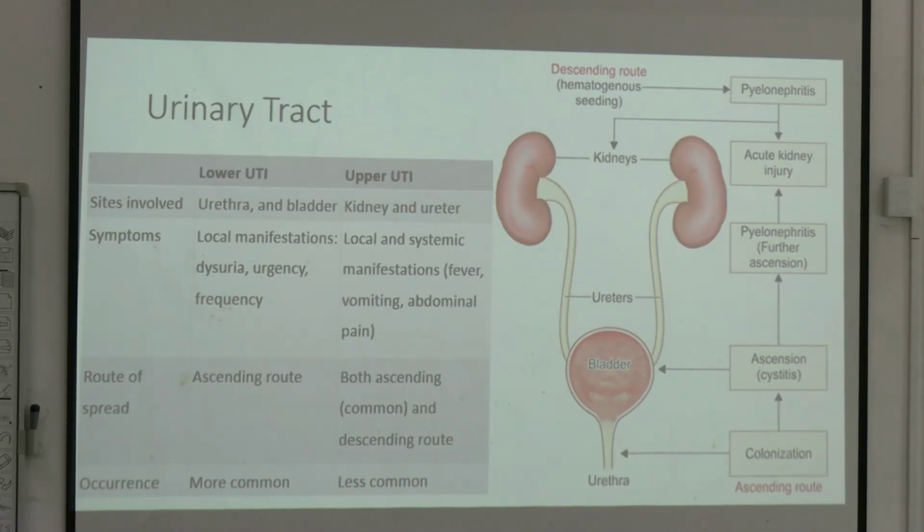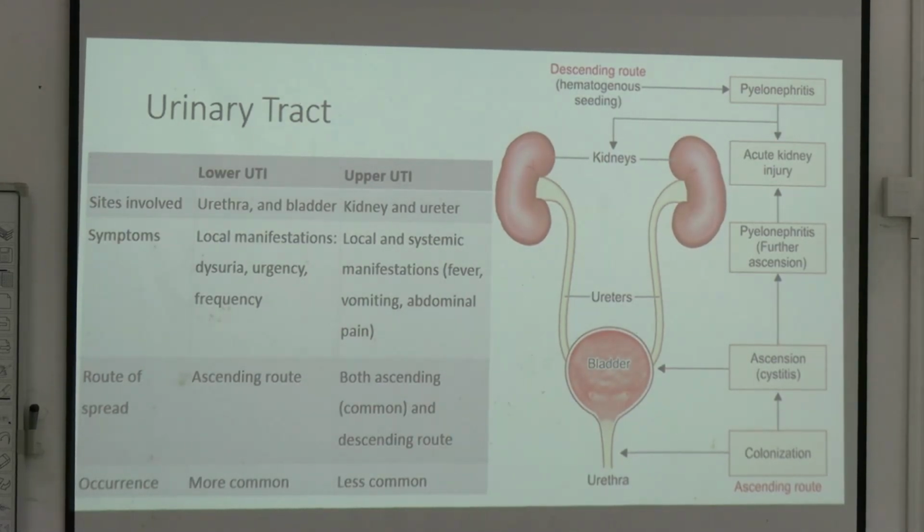Furthermore, in upper urinary tract infections, the organs involved will be the kidneys and the ureters. Hence, systemic manifestations will be more profound. However, always keep in mind, this is a continuous process. An infection which may start off as a lower urinary tract infection may eventually spread upwards to become an upper urinary tract infection, right?